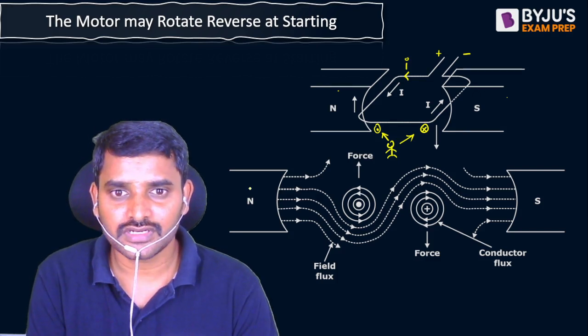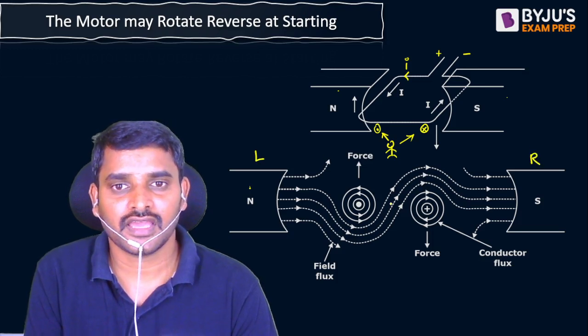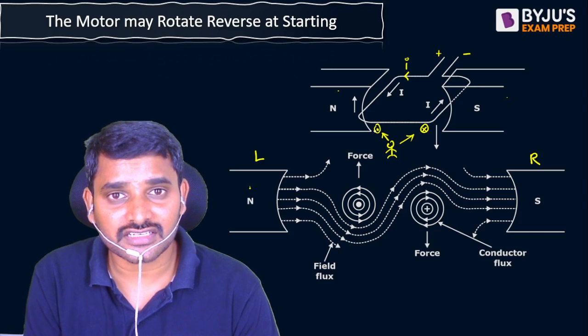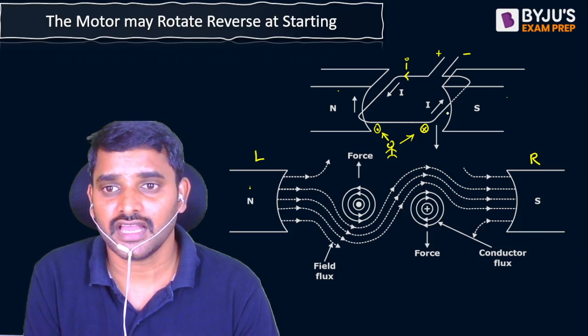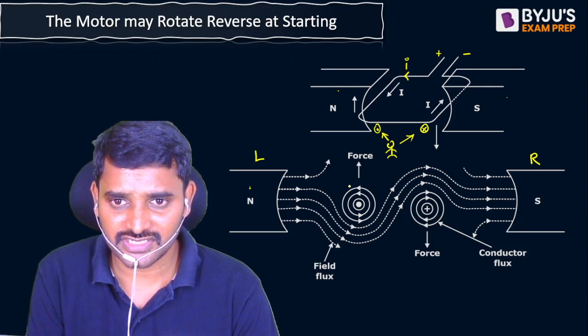So I have north pole on the left side and I have south pole on the right side. And under the north pole I have a dot mark current carrying conductor. Under the south pole I have a cross mark current carrying conductor. So I have placed it here the same.